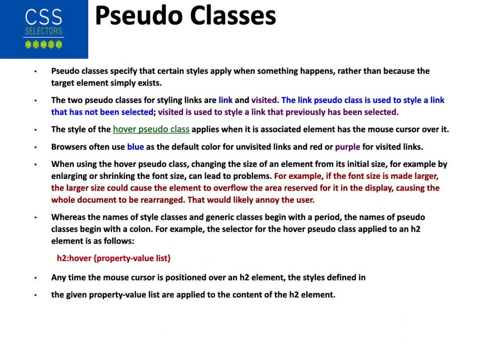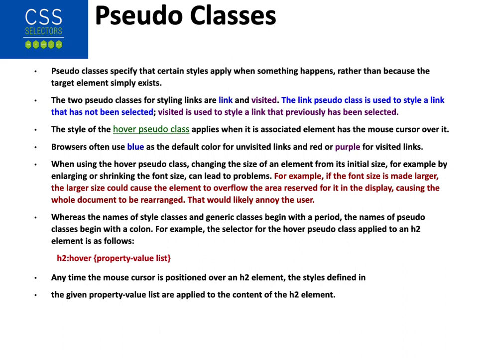When using the hover pseudo class, changing the size of an element from its initial size, for example by enlarging or shrinking the font size, can lead to some problems. Some example problems are: if the font size is made larger, the larger size could cause the element to overflow the area reserved for it in the display, causing the whole document to be rearranged. That would likely annoy the user.